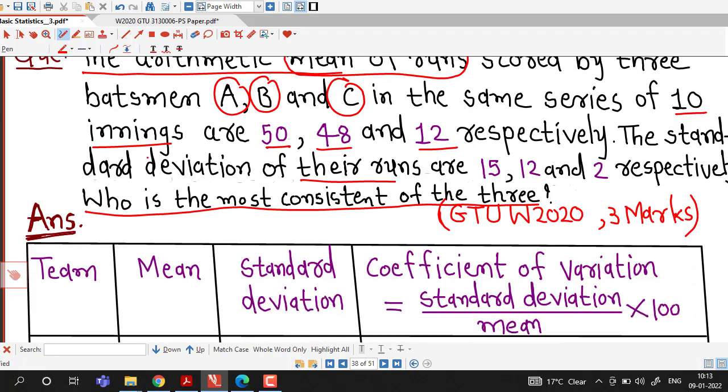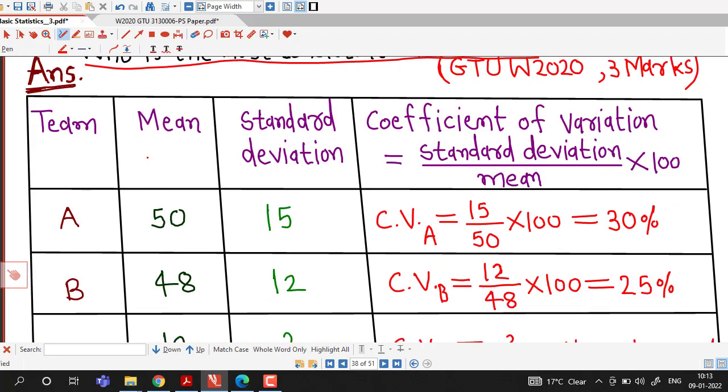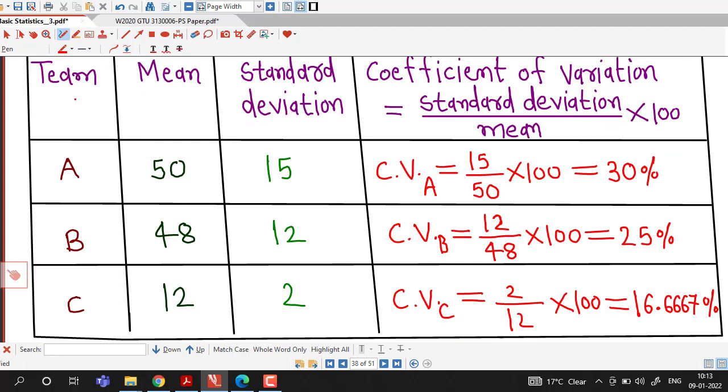So here I have prepared this type of table. Here I have written team. So there are three teams A, B and C. Here I have written their arithmetic means which are given. Arithmetic mean of team A is 50, that of team B is 48 and mean of team C is 12.